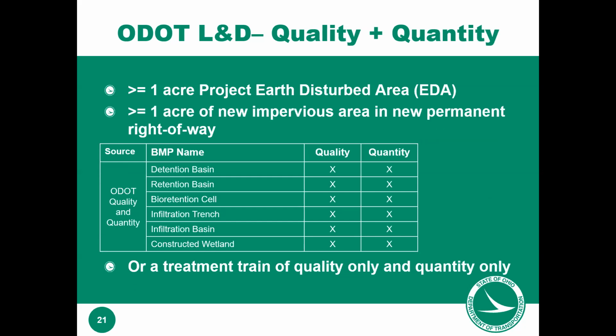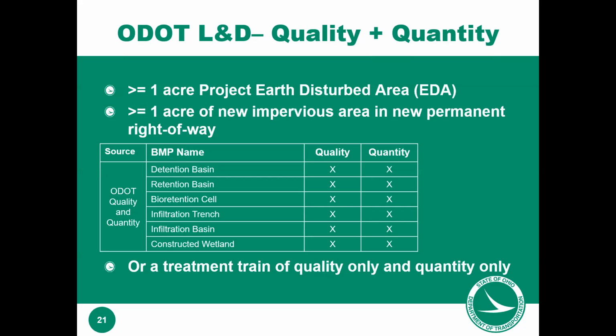And then if you have more than or equal to an acre of EDA and more than an acre of new impervious area, new permanent right-of-way, then ODOT and roadway projects get pushed into quality and quantity BMPs, which is getting the TSS down and controlling the flow to the stream a little bit. And that's where we get into BMPs that look just like Ohio EPA's 4A and 4B BMPs: detention basin, retention, bioretention, so all that fun stuff. Or a treatment train of quality and quantity. And that's kind of like underground detention and a manufactured system, hydrodynamic separator, or some other options, which I'll get into in a little bit.